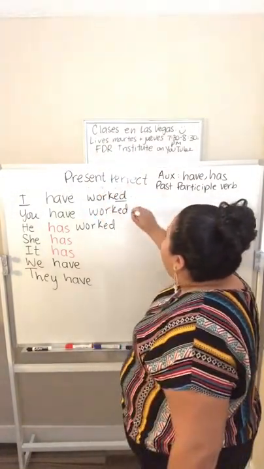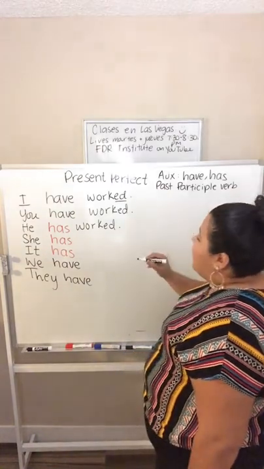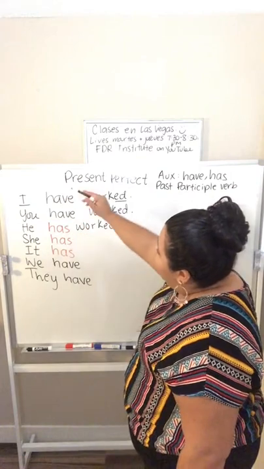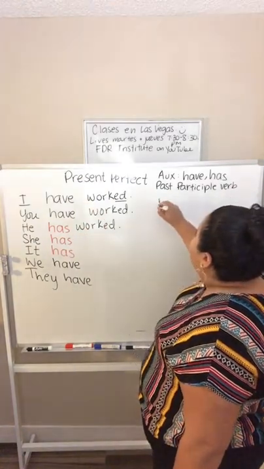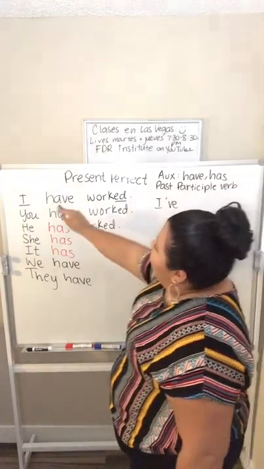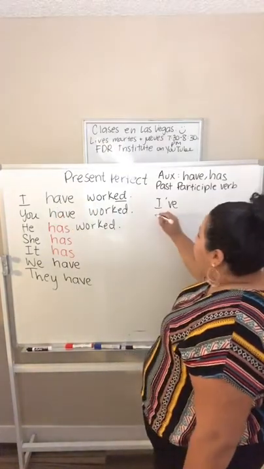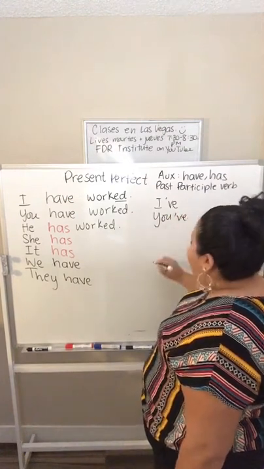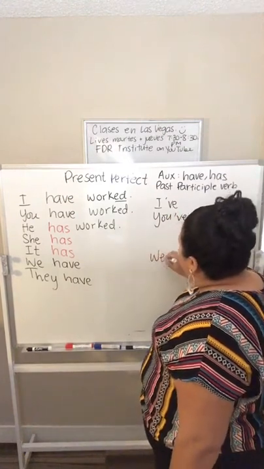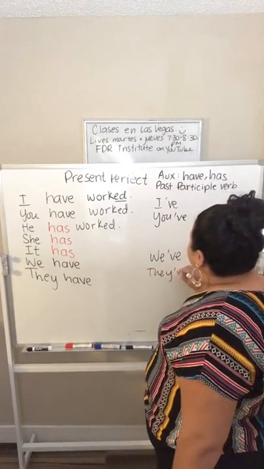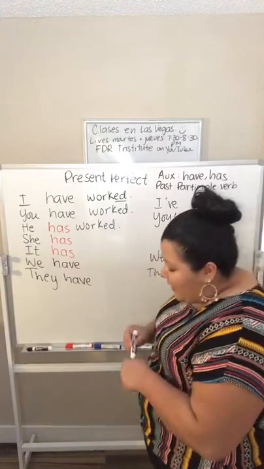Pero tenemos también la opción de utilizar una contracción. So, cada uno de estos, el sujeto, el pronombre con el auxiliar, tiene una contracción y los vamos a practicar. So, de I have, le quitamos la H y la A y es I've. Igual con you have, we have y they have, le quitamos la H y la A y solo le ponemos la VE. With the apostrophe, guys, hay que tener buenos hábitos.